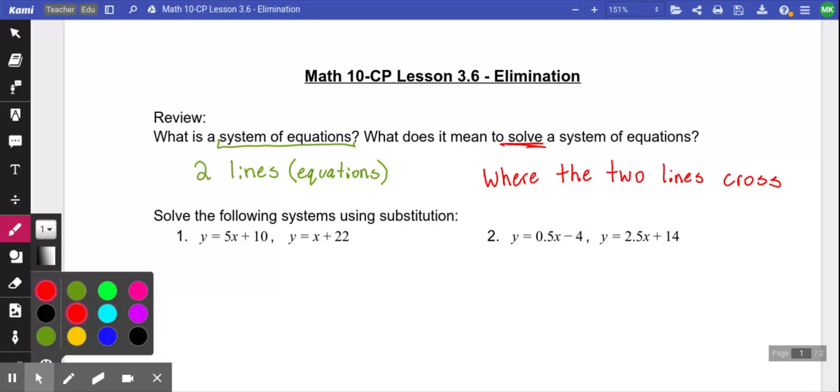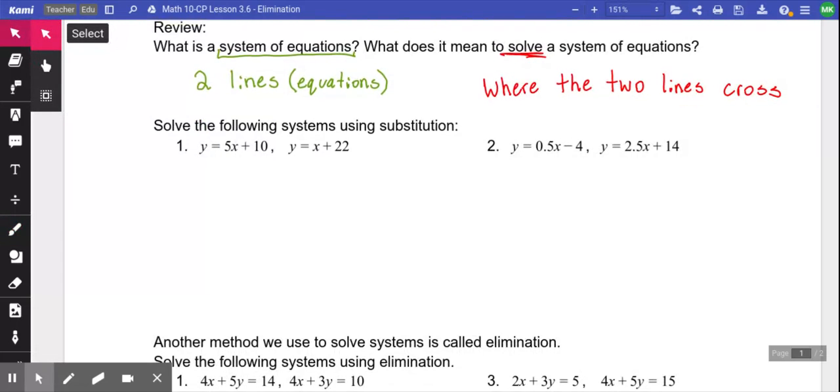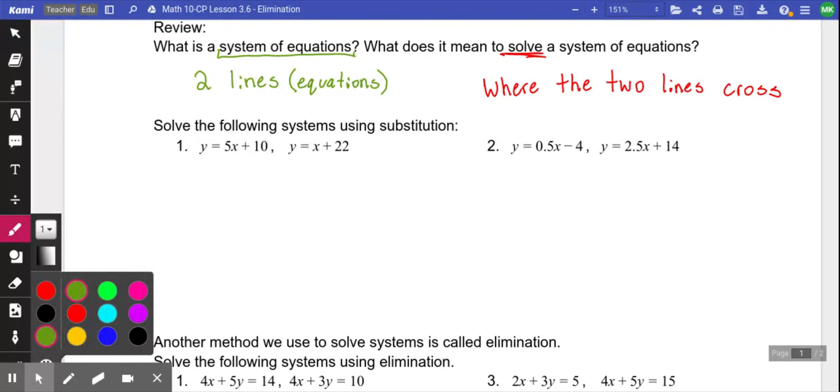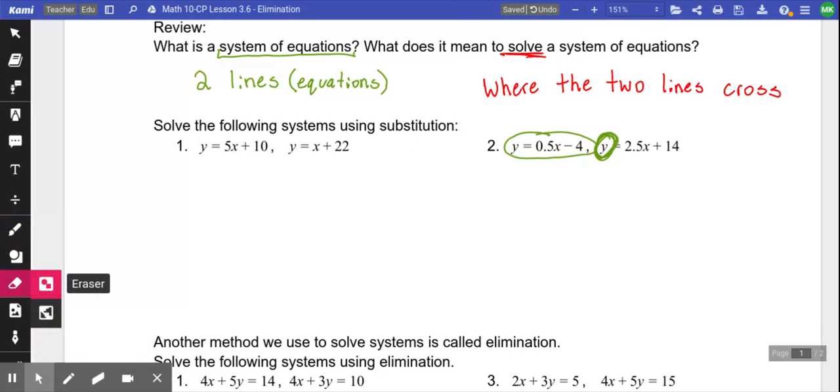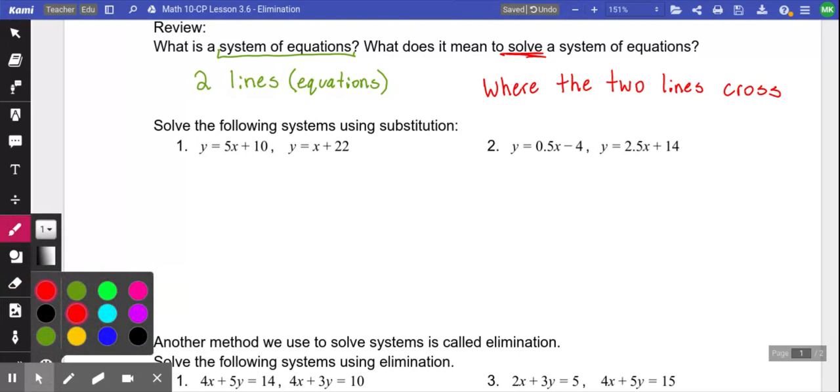I'll do one with you, and then you can do one on your own. I'm going to do the second one with you because it's actually a little bit harder than the first one because there's decimals. The first step to substitution was to understand that when it says this y equals 0.5x minus 4, that this y right here also equals that same thing. So what we were doing was substituting this information into the second equation. We took these values and we put them into this equation.